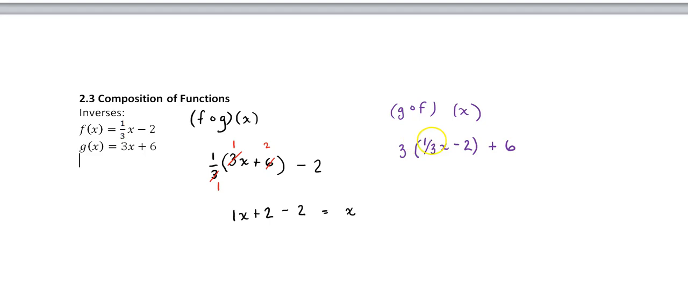Here I'm going to just distribute through. I'm going to have a 3 over 3x. And then I'm going to have a minus 6 and a plus 6. These two go to 0. I have a 3 over 3, which is the same as a 1, and this will give me just a 1x or an x. So this is an inverse. These are inverse functions to one another, and if you have those, then they are commutative. Inverses are the only time you get commutativity with composition of functions.